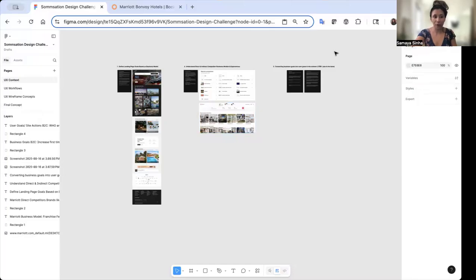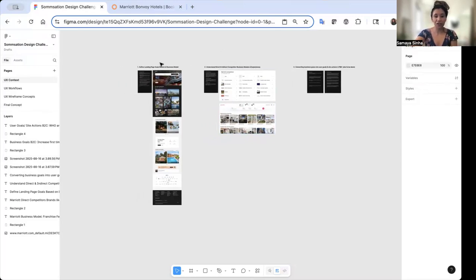It took me about a day or two to figure out what brand I wanted to really focus on. I really love travel, so I chose Marriott and how to reinvent the Marriott homepage and their information architecture. But it also meant learning a lot about Marriott as a business and the business model as well. So I'm just going to share my screen to show you my Figma file, and then we can get into it.